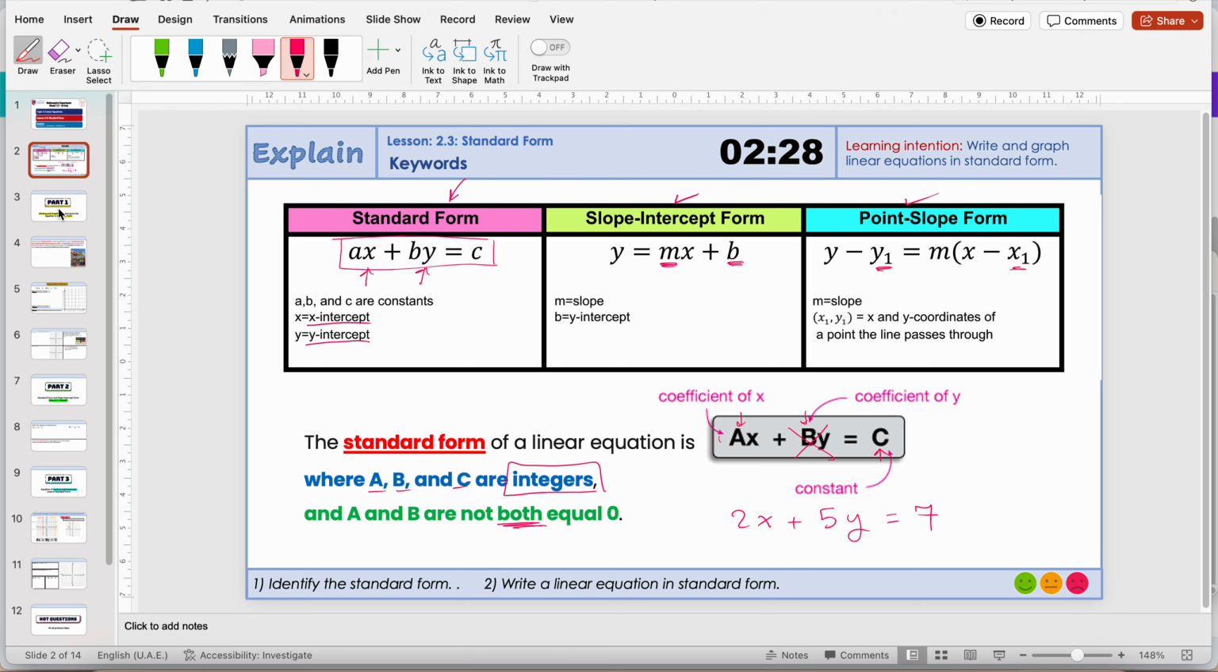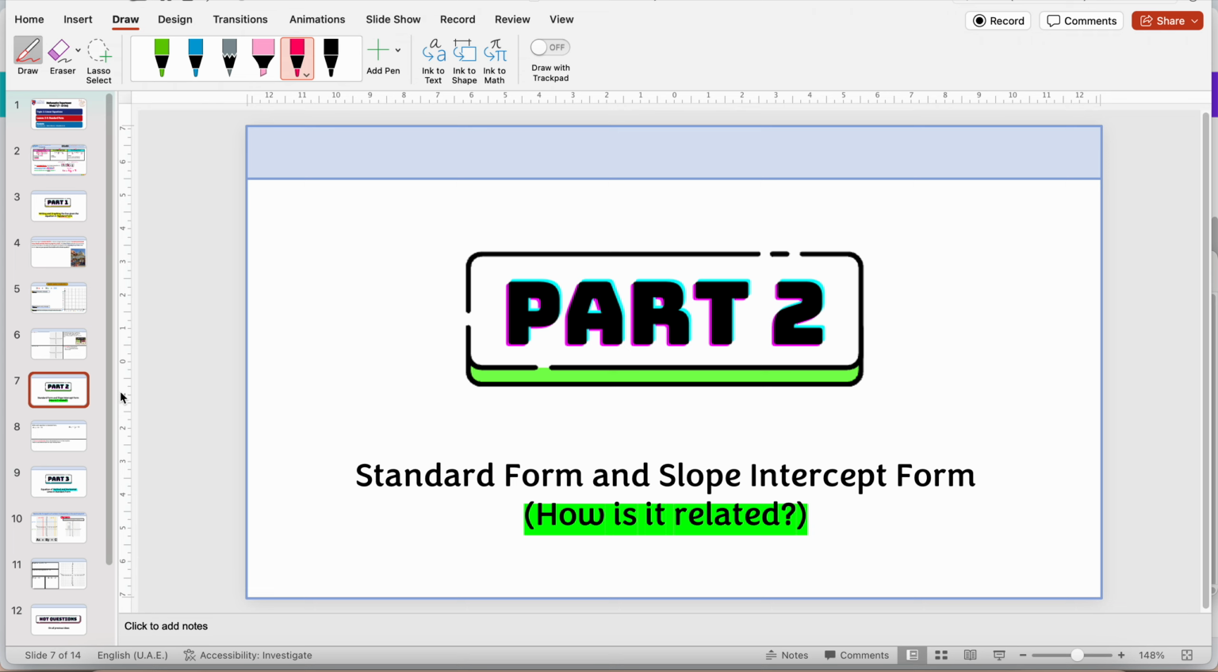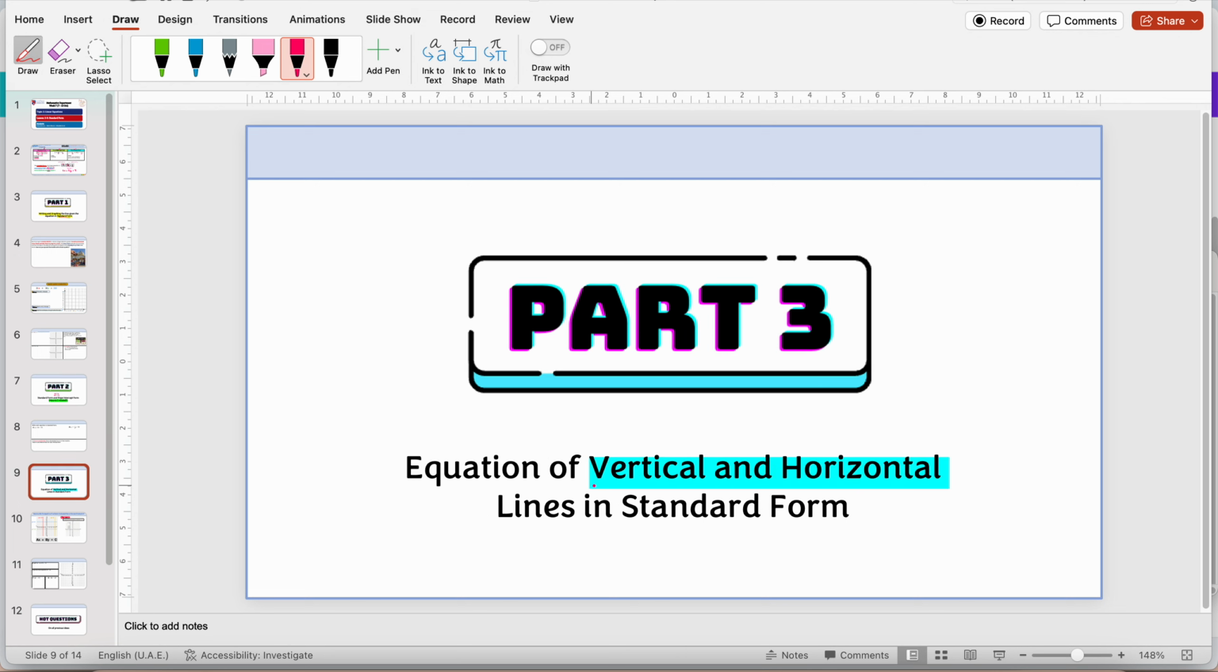Okay, so in this lesson we're going to be discussing three main ideas: writing and graphing a line given the standard form equation of the line, and then standard form and slope-intercept form, how are they related? Last idea is vertical and horizontal lines.